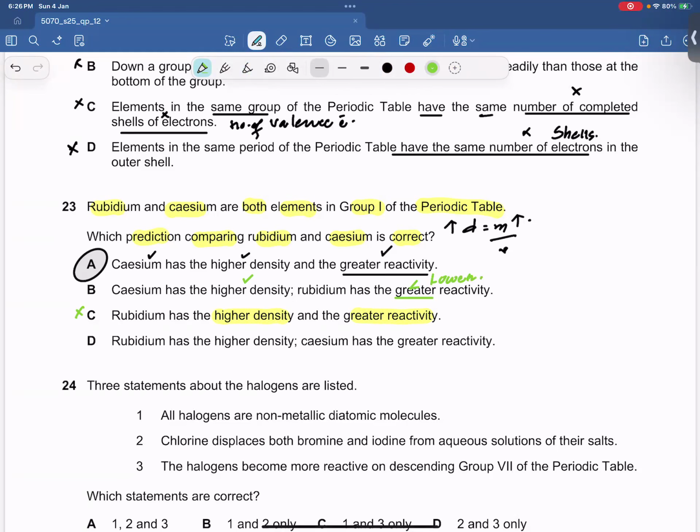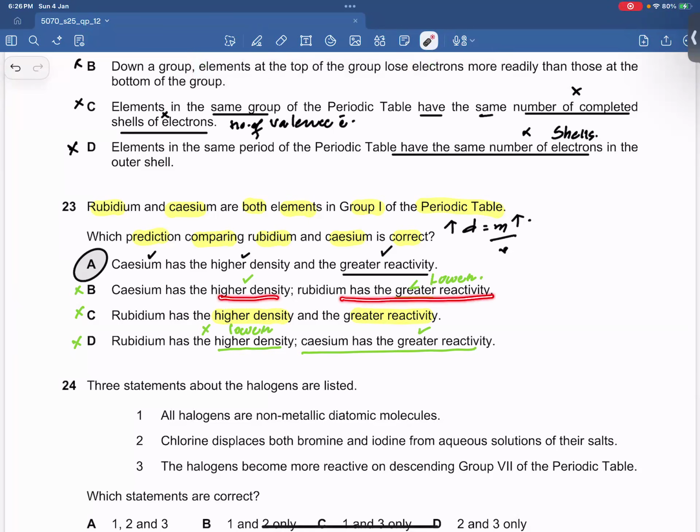Rubidium has a higher density. Cesium has a greater reactivity. No, it has a lower density because its relative atomic mass is lower than cesium. So this is incorrect, but this statement is correct. So technically, one correct, one incorrect. So it is again incorrect. This is also incorrect, because the entire statement is not correct. This one is correct, but the later part of the statement is incorrect, which is why option B is incorrect. Okay.